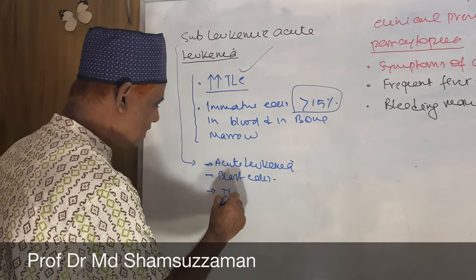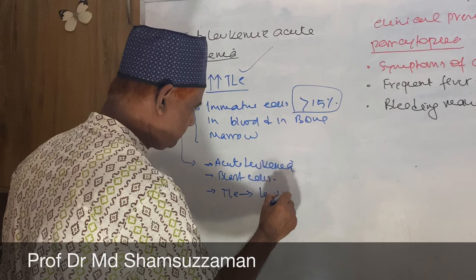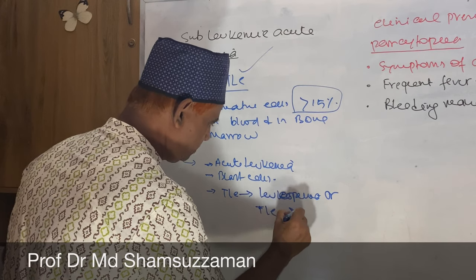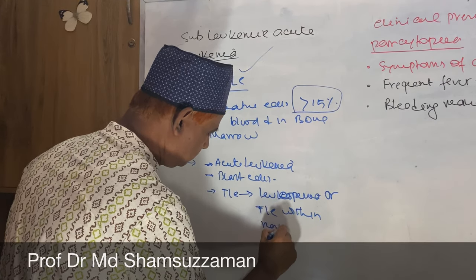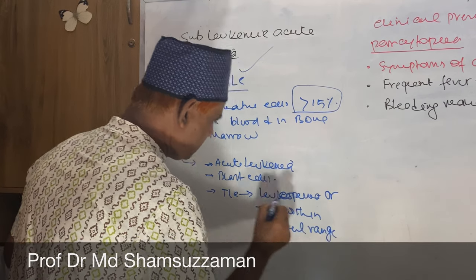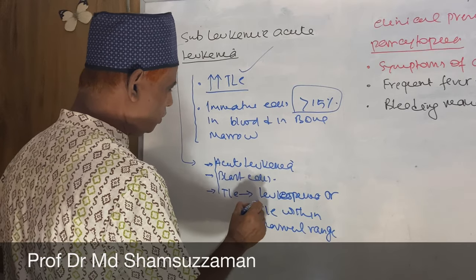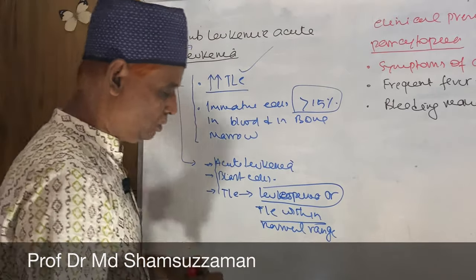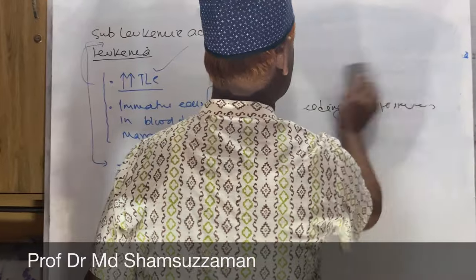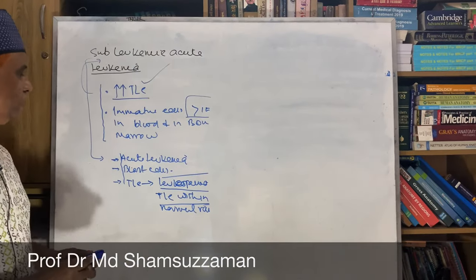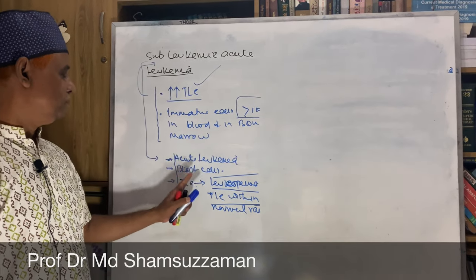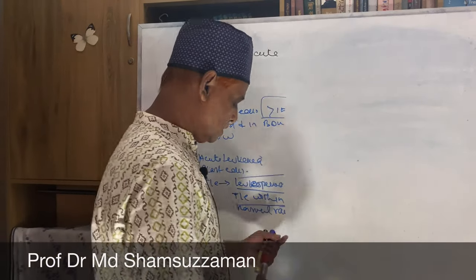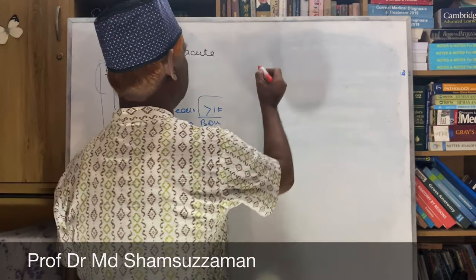So TLC does not show leukocytosis, rather leukopenia or TLC within normal range. If acute leukemia with normal TLC or acute leukemia with leukopenia, that acute leukemia is called subleukemic acute leukemia. So in subleukemic acute leukemia there are blast cells, it is acute leukemia, but the total count of WBC is within normal range, or there is leukopenia.